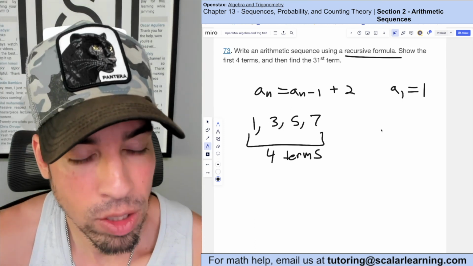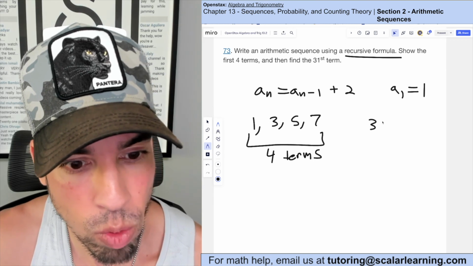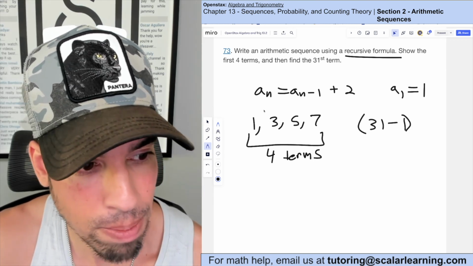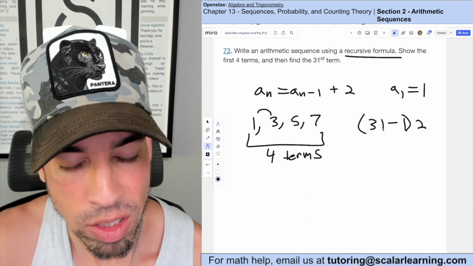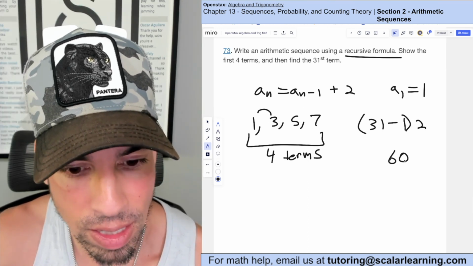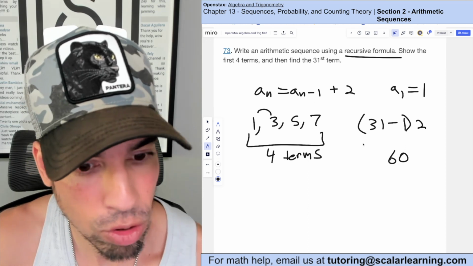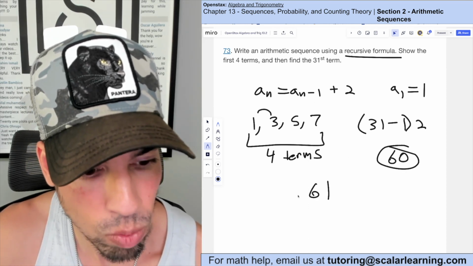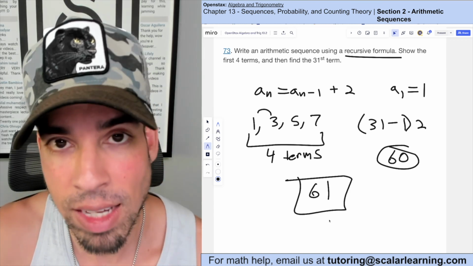So basically what we can do is we can do 31 minus 1, and then we're multiplying that by that common difference of 2. So that's 30 times 2, which is 60. And then to get that 31st term, we take this amount, we add it to the first term, and we get 61 for the 31st term. That's how you do it.